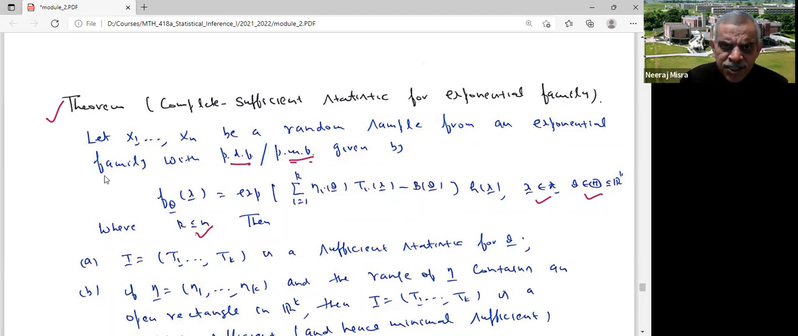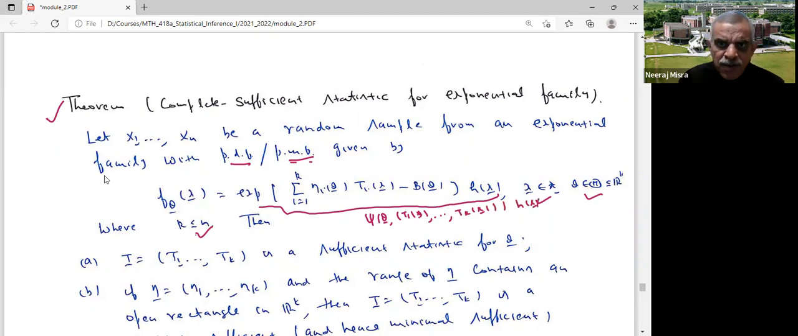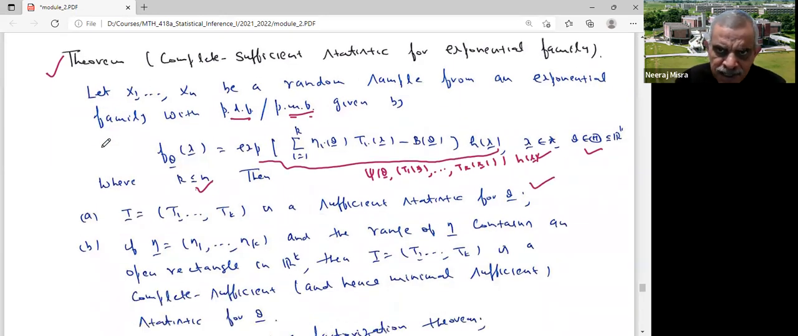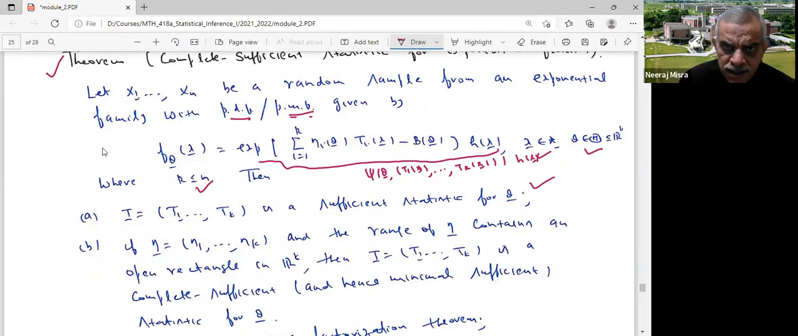Then if you use the factorization theorem, it clearly says that this can be written as a function of theta and t1 of x, t2 of x, ..., tk of x, and h of x. By the factorization theorem, t1, t2, ..., tk is a sufficient statistic for theta. Nothing to prove. This follows from the factorization theorem. Now, this t1, t2, ..., tk can be complete.